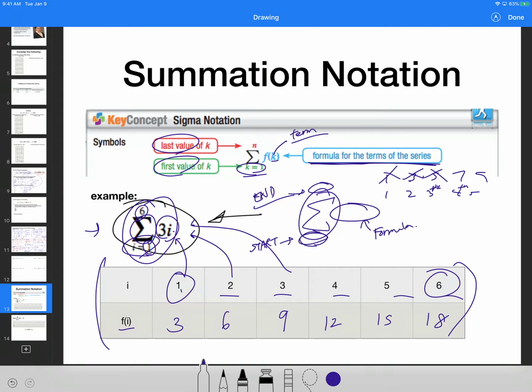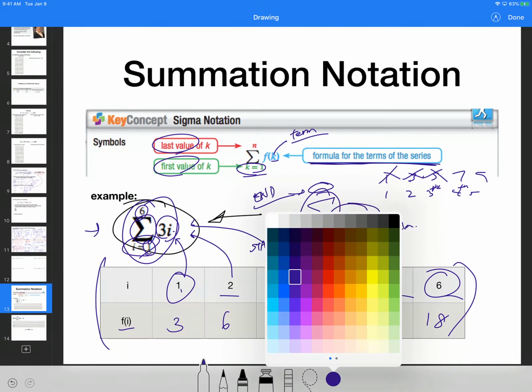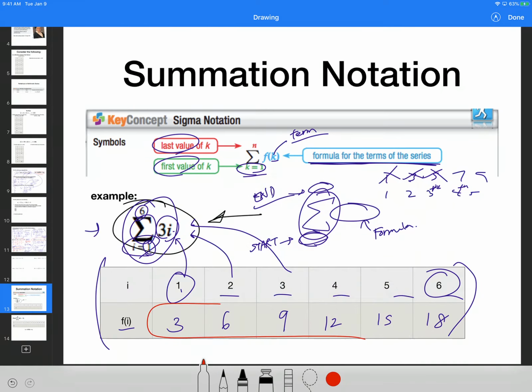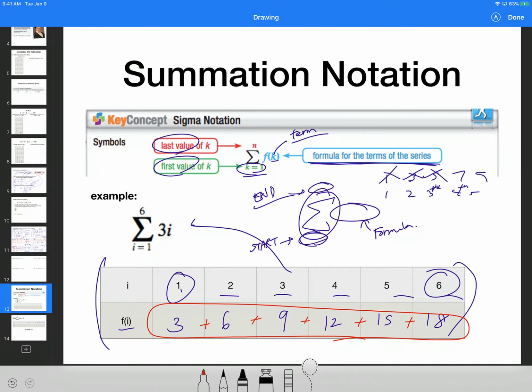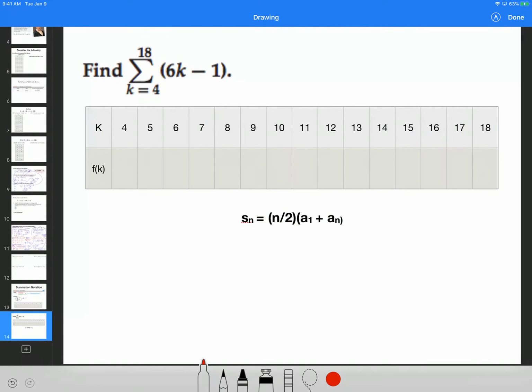You get the idea. Now, what are we going to do with all of these numbers here? You're going to add them. 3 plus 6 plus 9 plus 12 plus 15 plus 18 is the answer to our original question, sigma 3i from 1 through 6. That's simply going to be, well, that's 9, 18, that's 30, 45, that's 63. Okay, so try doing this question.